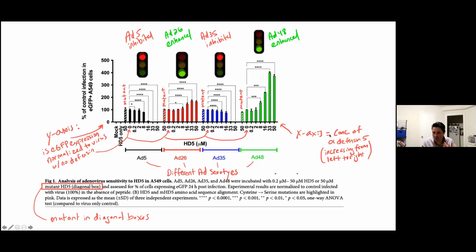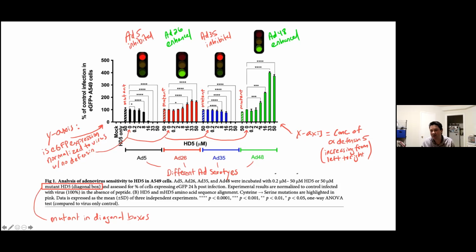So in this case, when we look at the X axis, I see this word, right? HD5, again, that stands for alpha defensin 5, and micromolar, that's a concentration. So automatically, I'm sort of assuming that these numbers are micromolar concentrations of alpha defensin 5. So in my brief summary of the X-axis, I wrote, this is concentration of alpha defensin 5 increasing from left to right. And that's why we go from this 0 number up to this 50.